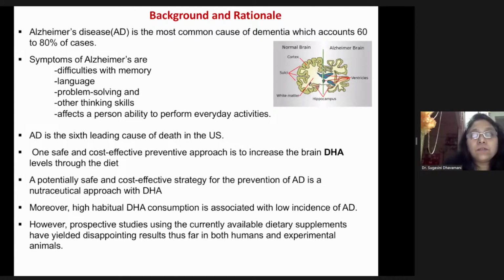Alzheimer's disease is the most common cause of dementia, which accounts for 60 to 80% of the cases. The most common symptoms of Alzheimer's are difficulties with memory and inability to learn new things. They also have problems solving things, and it affects the person's ability to perform everyday activities. Alzheimer's disease is the sixth leading cause of death in the United States.